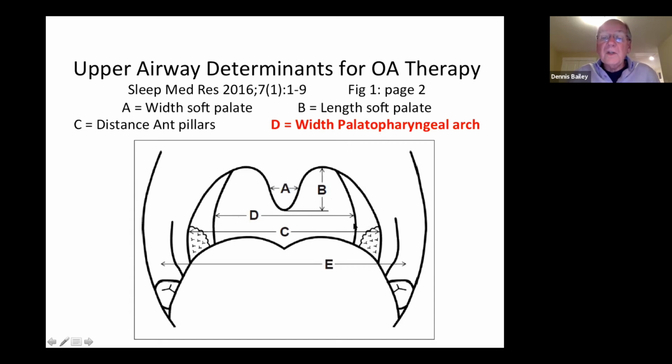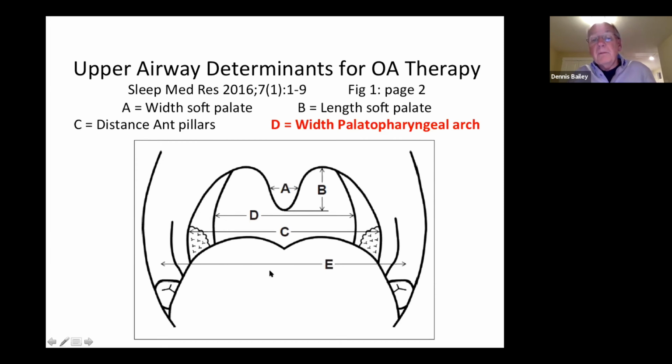Now we know this is the tonsillar crypt here, so we see tonsils, and C is the distance between the anterior pillars. This is typically called the posterior pillars, but this width is what's critical, okay? The narrower this is, the worse it's going to be.